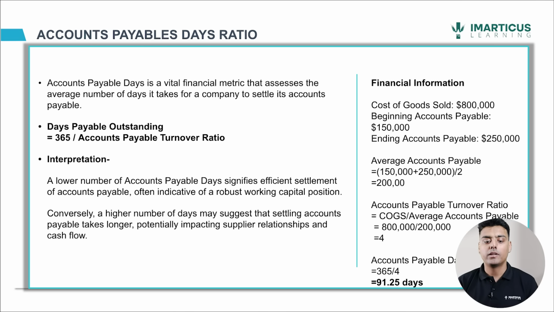A lower accounts payable days ratio says that I'm able to effectively utilize my money to pay my vendors on time. Lower number of days equals I am paying my payment promptly. A higher number of days ratio says I am not able to effectively utilize my money, therefore I am taking more time to repay my vendor. This could lead to a strained relationship.